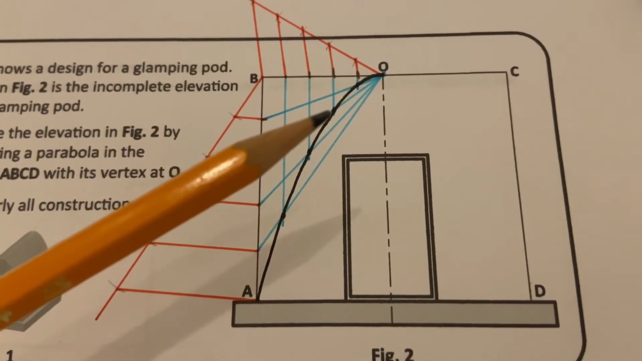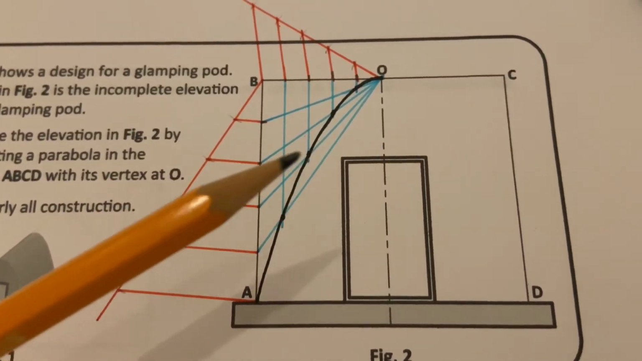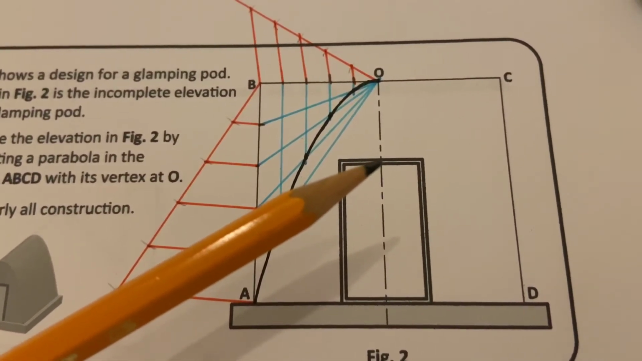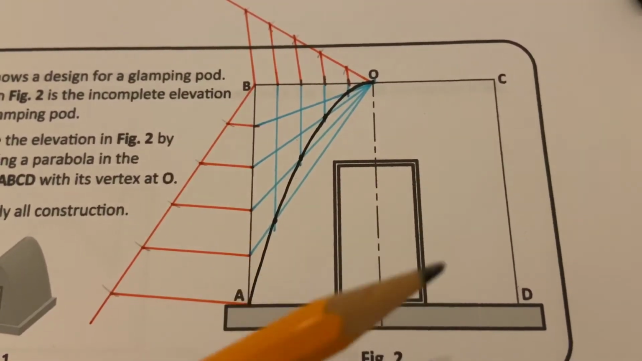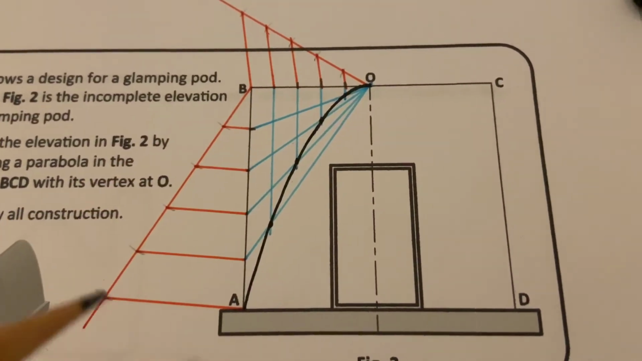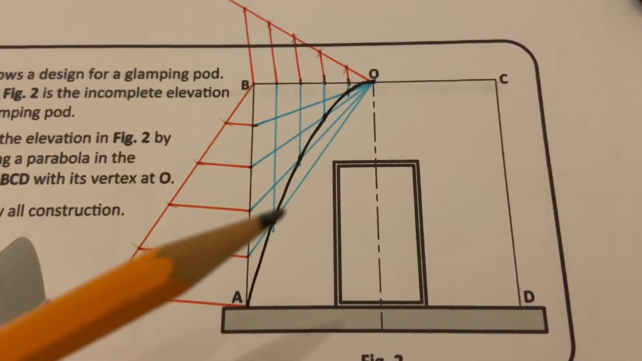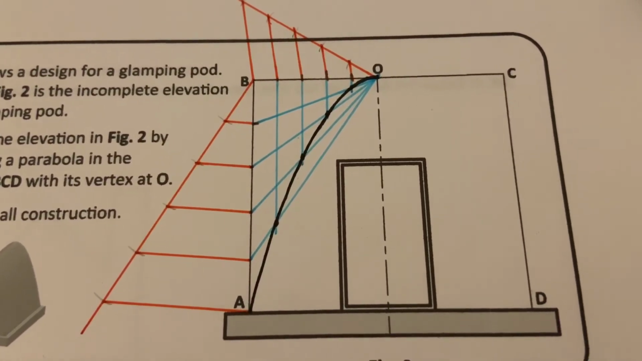So if I bring this point here across, and that point there and that point, and then measure the distance from the center line to the point, and then flip that to the other side, I will produce the parabola on the other side without having to draw all of this construction, and it is a lot quicker to do it that way.